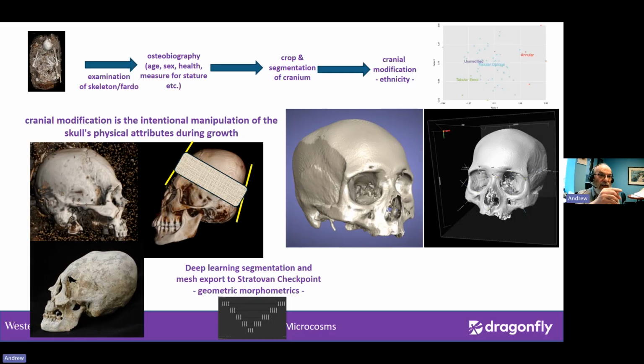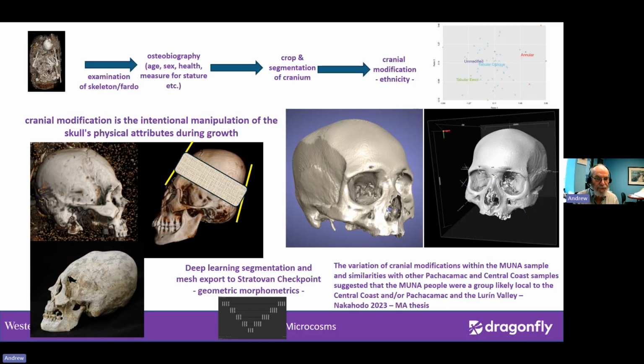And this is from a different study. We don't have these results yet for Sorcha's work, but in a different study you put the results of the geometric morphometrics into a principal components analysis, and you can separate out the annular modified ones up in the top right, and the tabular, which is the frontal occipitally modified, down in the bottom left.